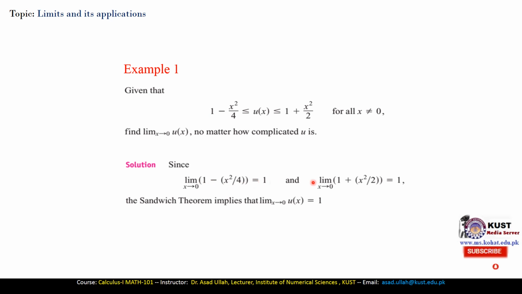And similarly, the limit of the function as x tends to 0 of 1 plus x squared divided by 2 is equal to 1. Here also this term will be equal to 0, and we will get only the limit 1. Now, by using the sandwich theorem, the limit of the function g of x and the limit of the function h of x is equal to 1. So the limit of the function in between the two functions, in this case u of x, is equal to 1. So applying the sandwich theorem, we get that the limit of the function u of x as x tends to 0 is also equal to 1.